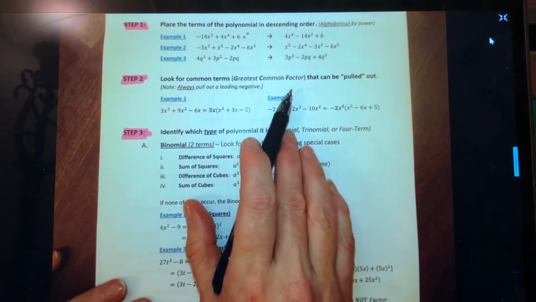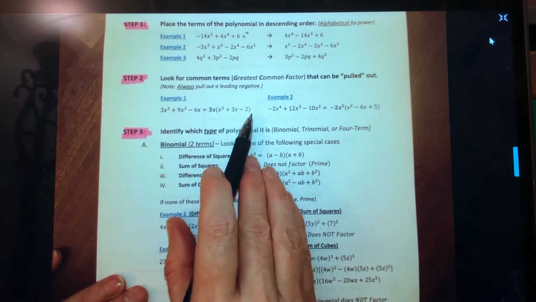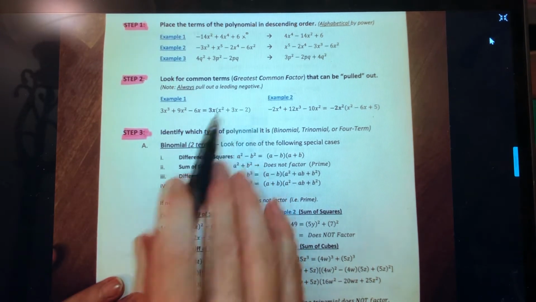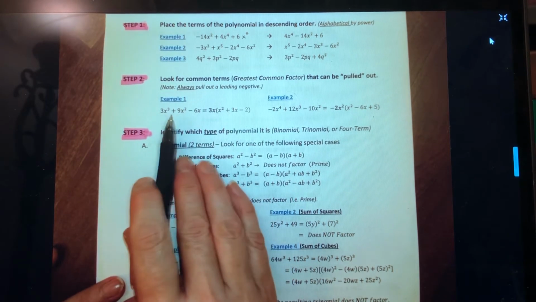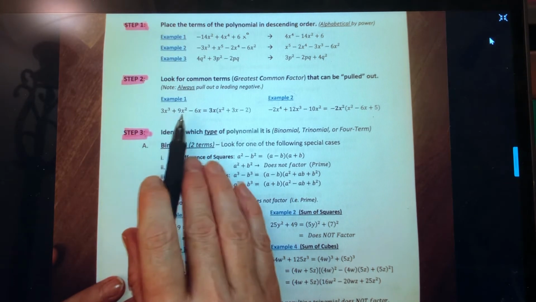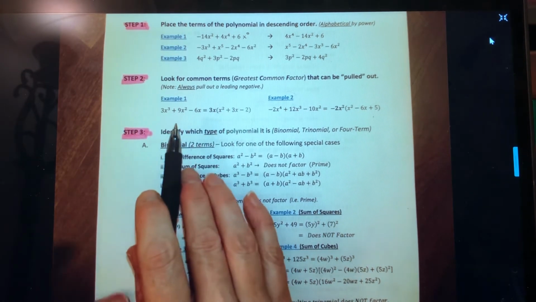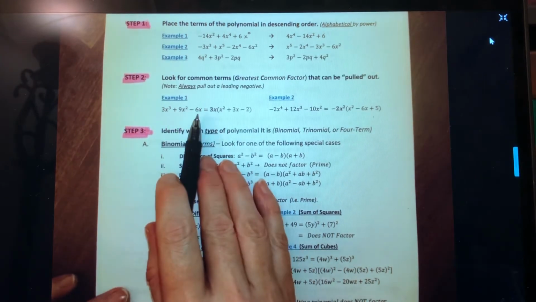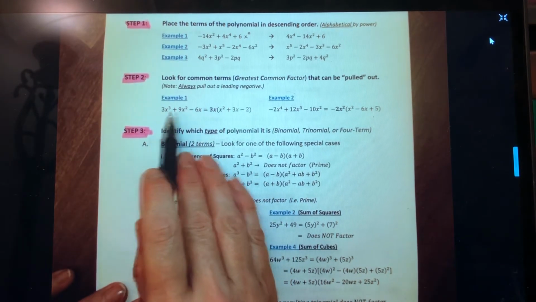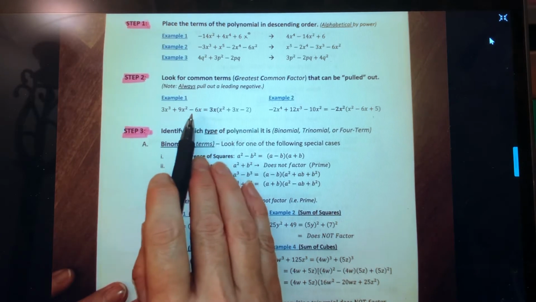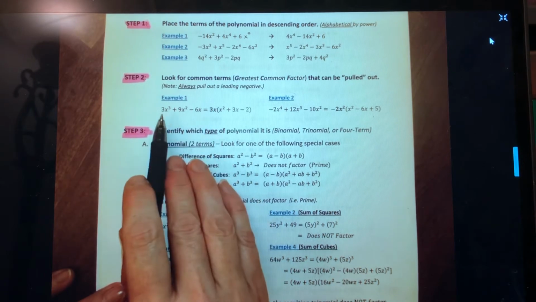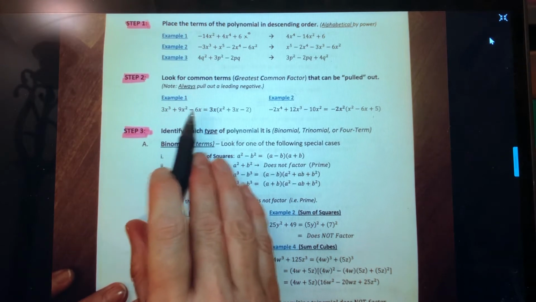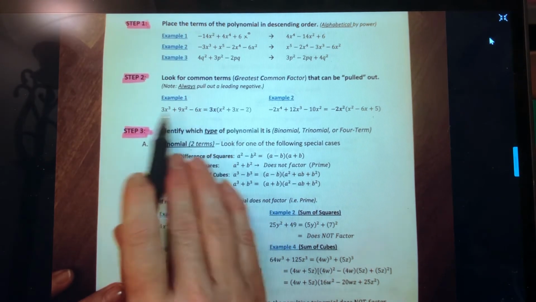Now, what that means is, as you look at all of these terms in this polynomial, what do they have in common? A greatest common factor could have a number, it could have a letter, it could have both. It just depends on each unique polynomial. And so if you look at these numbers, I have a 3, a 9, and a negative 6. There is a common factor there. If you assess that, the number 3 would divide evenly into each of these numbers.